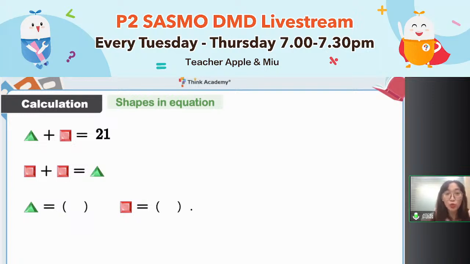Triangle plus square equals to 21. Square plus square equals to triangle. So what is the value of triangle? What is the value of a square? Again, everyone, you try to figure out the answer by yourself.